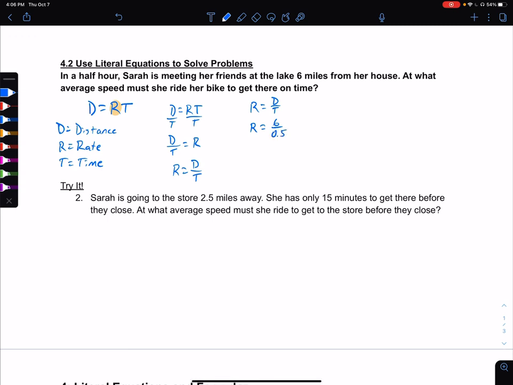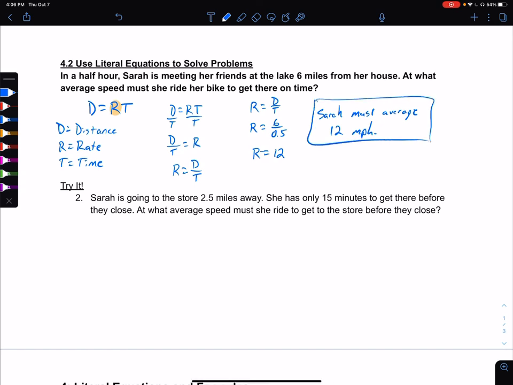And now we don't need to undo anything. We can just do arithmetic. We can do 6 divided by 0.5. That would be 12. So the question, at what average speed must she ride her bike to get there on time? Sarah must average 12 miles per hour if she's going to get there in half an hour.